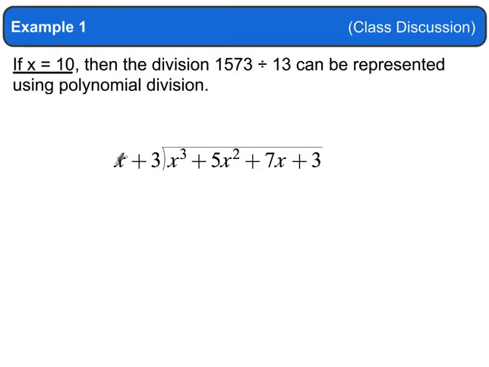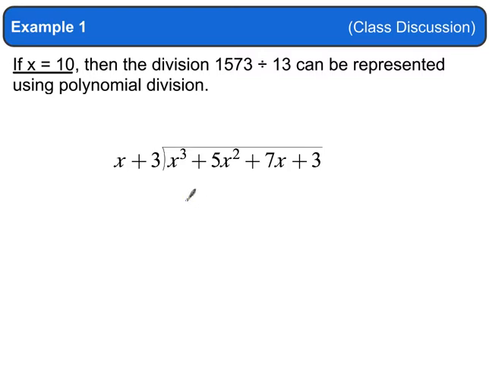The 13 became x plus 3. Remember, we're assuming x is equal to 10. So if I did 10 plus 3, I'd get my 13. 10 to the third power would refer to 1,000. This is this 1. 10 squared times 5 would be 500. 7 times 10 would be 70, and then there's my 3. So we're taking these values and rewriting them as polynomials. And then they want us to go ahead and try to divide this.